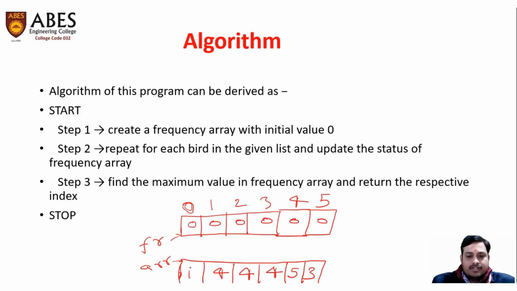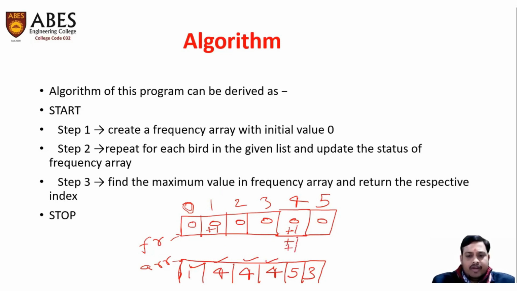Suppose the first element is 1, so we'll move to the 1 index in the frequency array and increase that value by 1. After that, move forward. Here we have 4. Again, we will move to the 4 index in the frequency array and increase the value by 1. Again, we have encountered 4. Again, go to the 4 index in the frequency array and increase by 1.